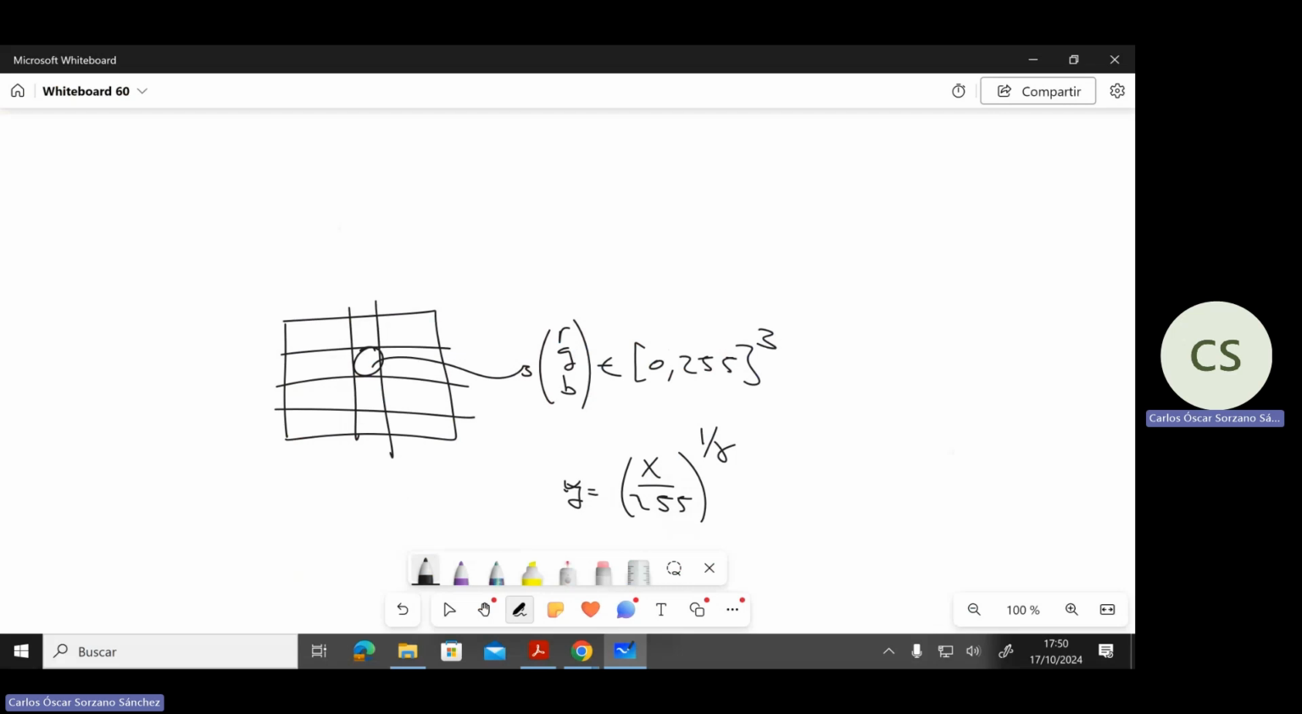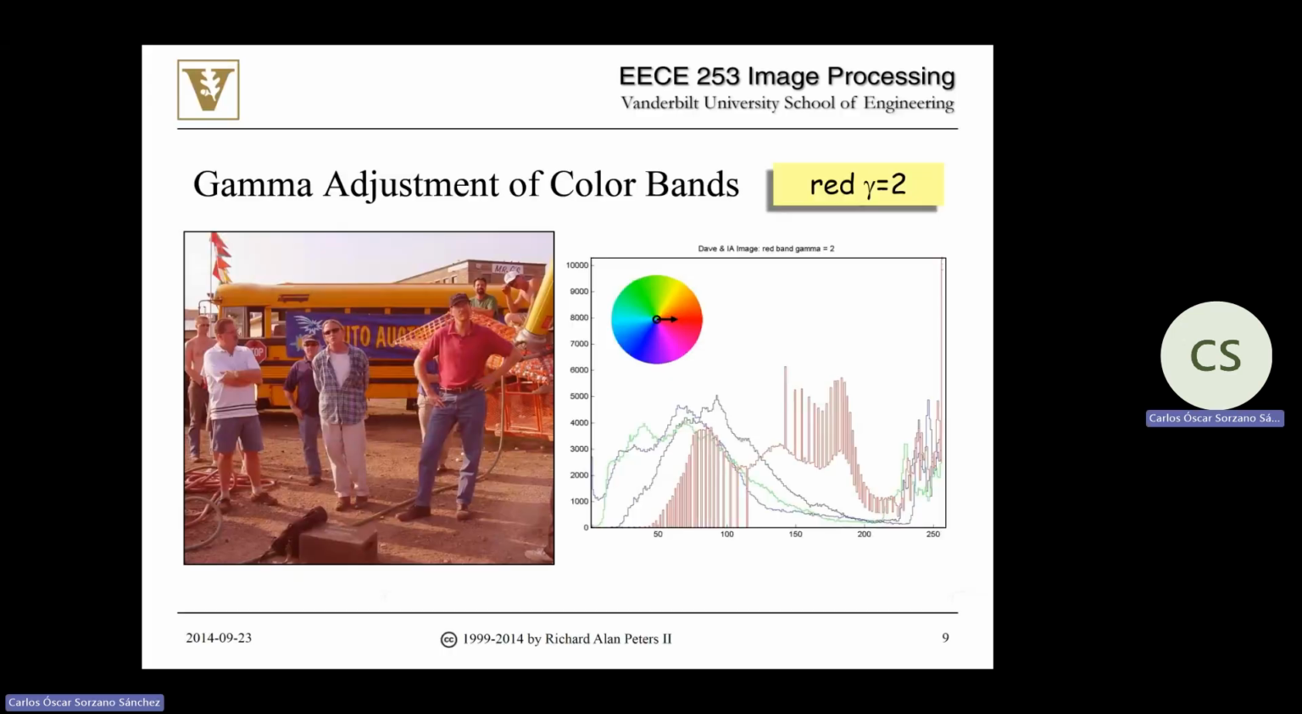So the idea is you take your color, you scale it to be between 0 and 1, and then you do a gamma correction. And you have to take it back to the original scale. You have to multiply by 255. Okay, then we apply gamma equal 2, and because gamma equal 2 is only applied to the red, not to the other 2 channels, then only the red histogram changes.